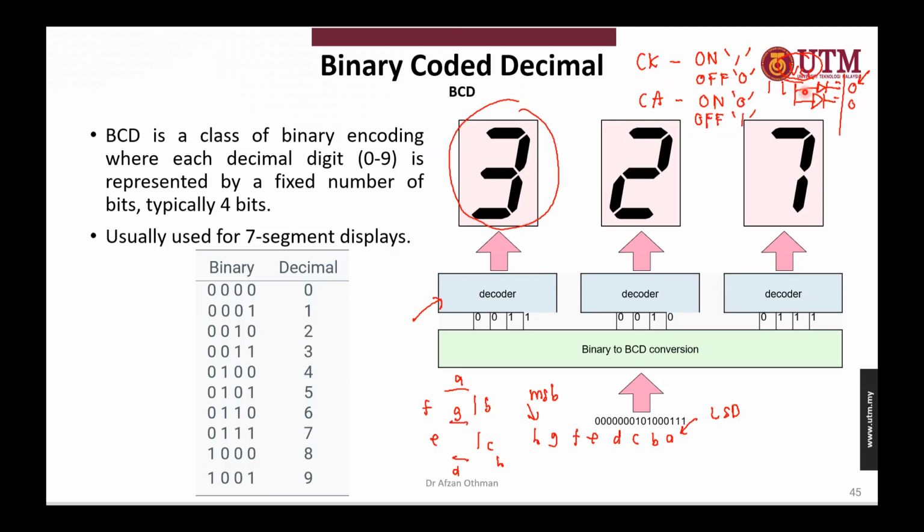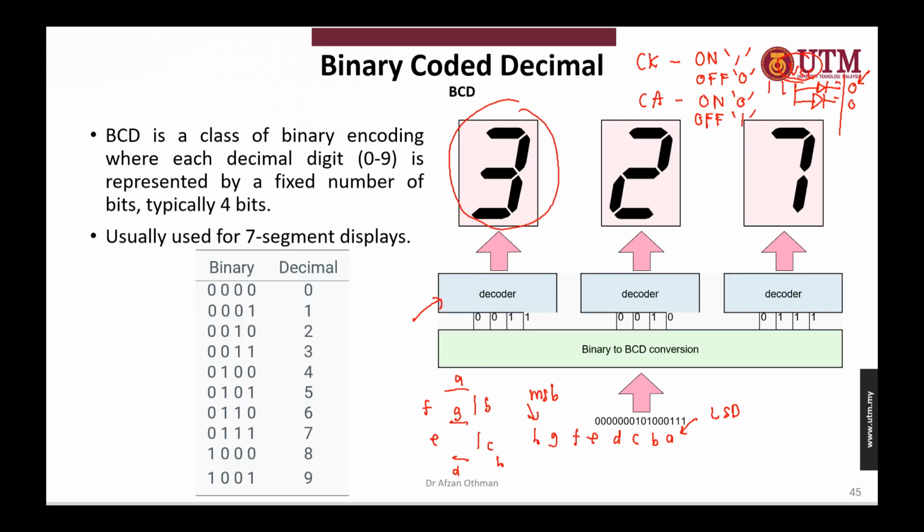Common cathode means that all of the negative terminals are connected to ground, and the positive terminals connect to your microprocessor or microcontroller. Now we're going to find out what values are needed to drive LEDs A, B, C, D, and G so that it will display the number 3. We assume we use a common cathode.